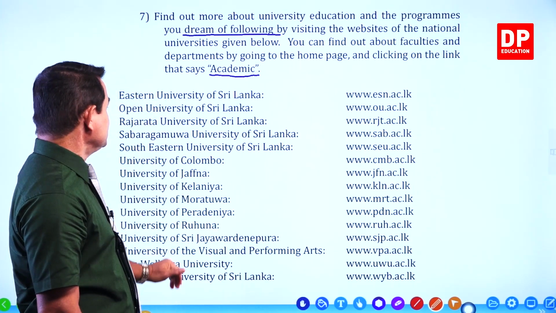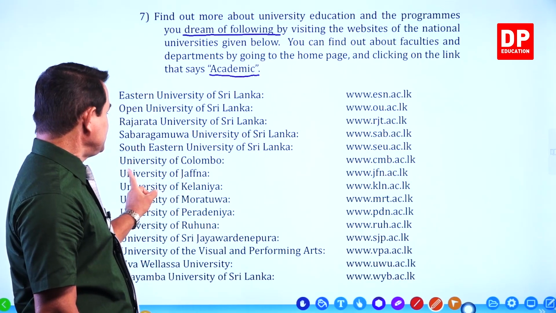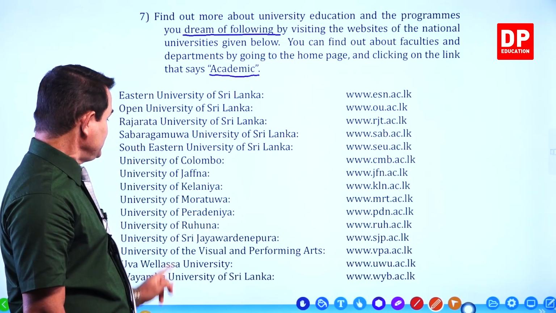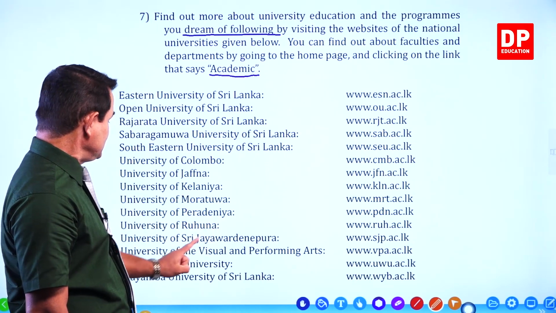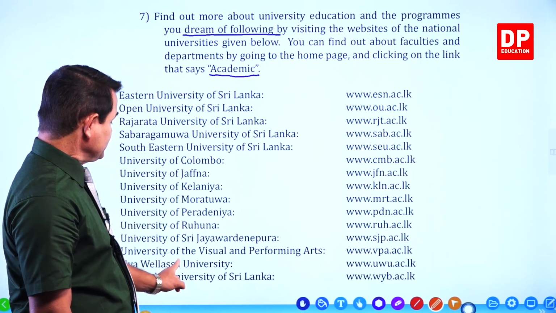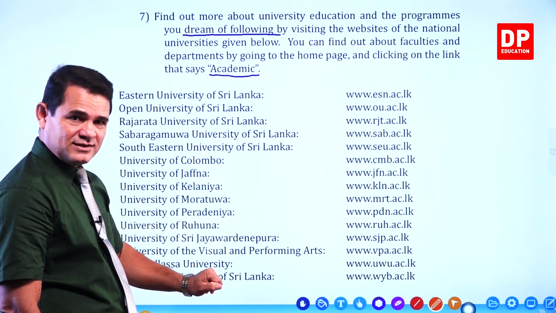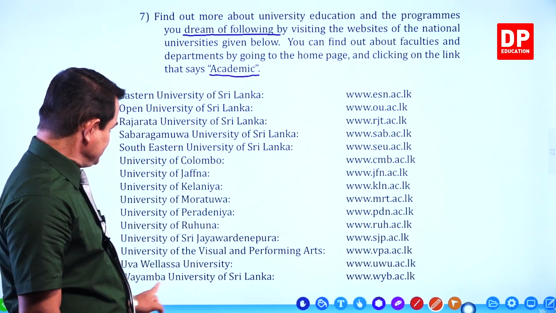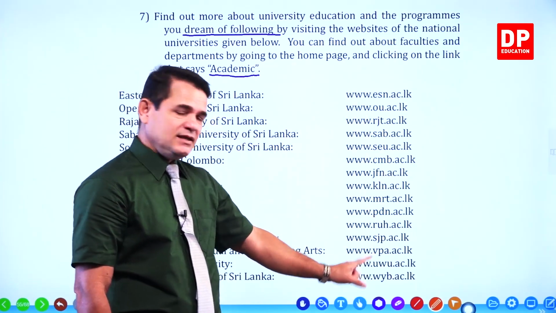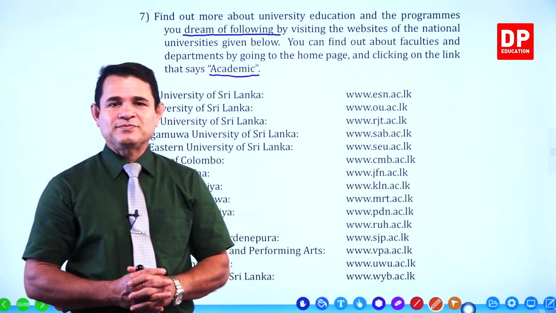Here you can see all the universities. Eastern University, Open University, Rajarata University, Sabaragamuwa University, Southeastern University, University of Colombo, University of Jaffna, University of Kelaniya, University of Moratuwa, University of Peradeniya, University of Ruhuna, University of Sri Jayewardenepura, University of the Visual and Performing Arts. බලන්න එහෙම විශ්වවිද්‍යාලයකුත් තියෙනවා. ඔබ දන්නවද? Uva Wellassa University and Wayamba University of Sri Lanka. So එක් විශ්වවිද්‍යාලයට අදාළ වෙබ්සයිට් එක තමයි මේ තියෙන්නේ. ඒ අදාළ වෙබ්සයිට් එකට ගියාම ඒ යුනිවර්සිටි එකට අදාළ සියලු තොරතුරු ඔබට ලබා ගන්න පුළුවන්.